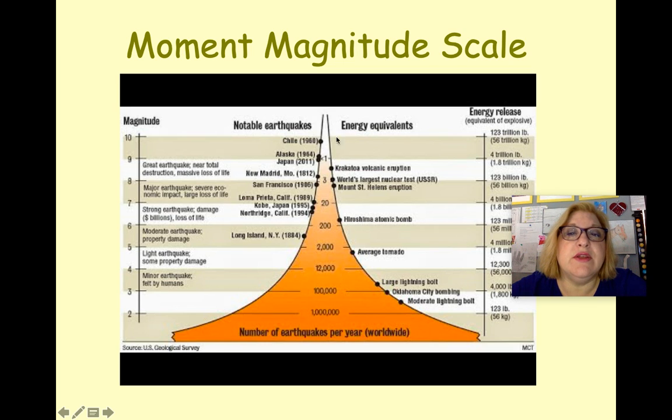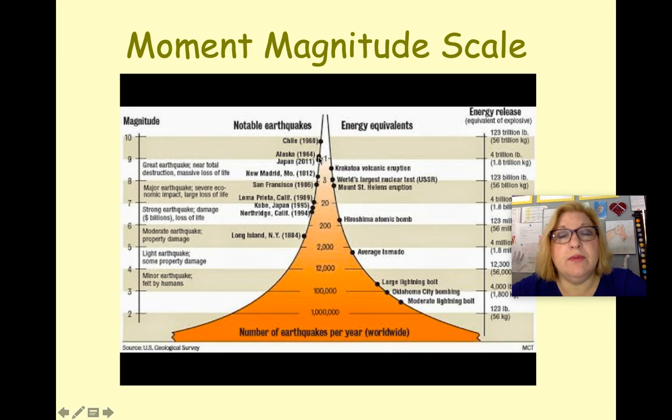The one in Chile that you read the article about, 123 trillion pounds of explosives. That's how much energy was released in the 1960 Chile earthquake. I showed you pictures of the Alaska 1964.